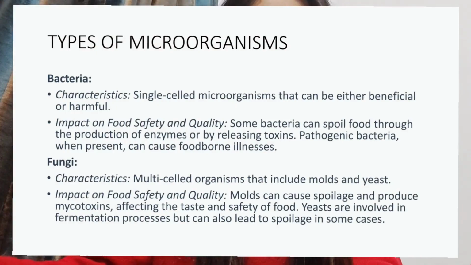Before discussing more about spoilage, I would like to emphasize the types of microorganisms that cause food spoilage. For example, bacteria. Bacteria is one of the most important microorganisms responsible for the contamination of food. Bacteria is a single-celled microorganism that can either be beneficial or harmful. It has a great impact on food safety and quality. Some bacteria can spoil food through the production of enzymes or by releasing toxins. Pathogenic bacteria, when present, can cause foodborne illness. A very important bacterium which causes food poisoning is Clostridium botulinum.